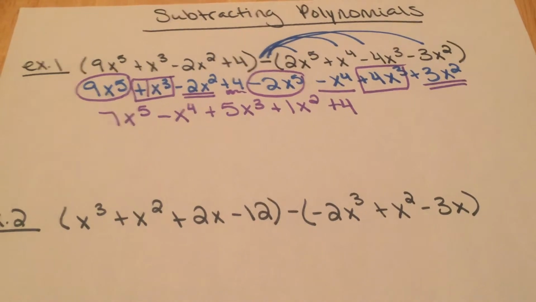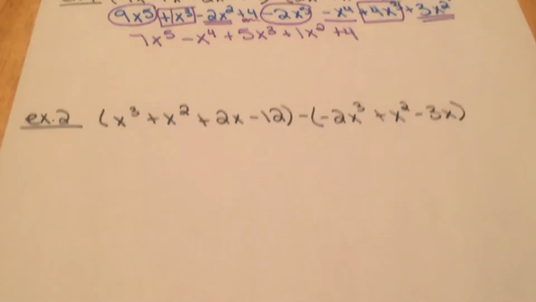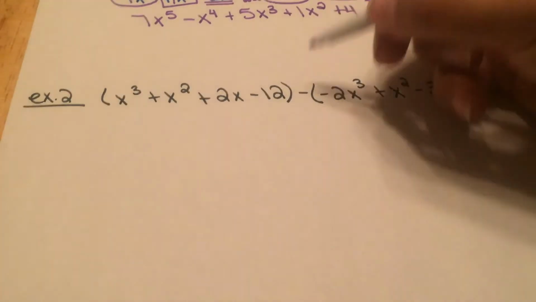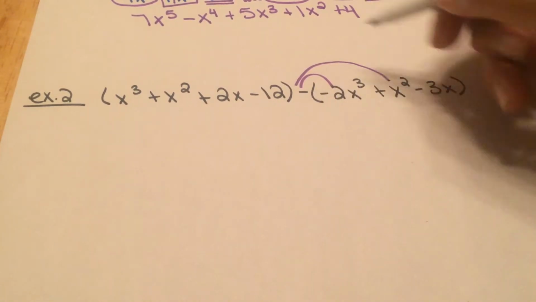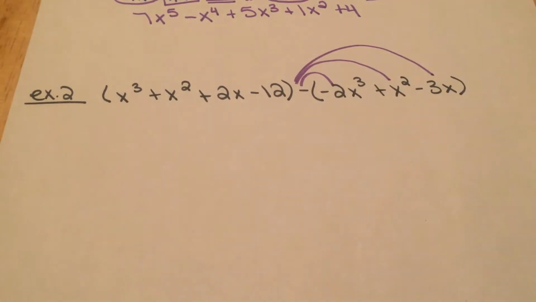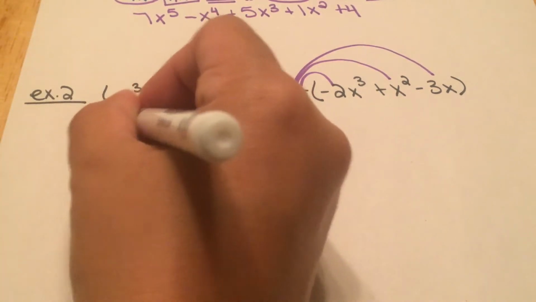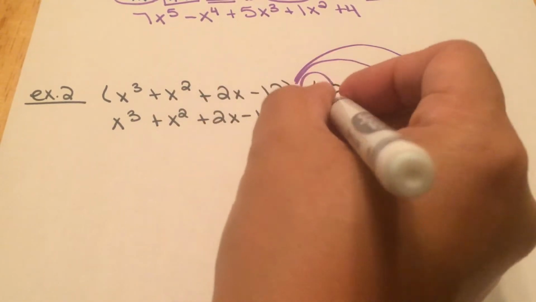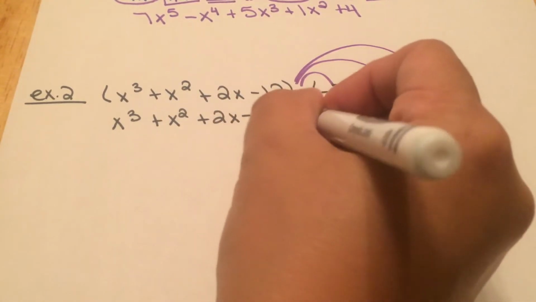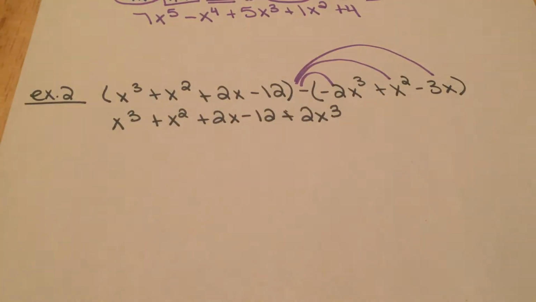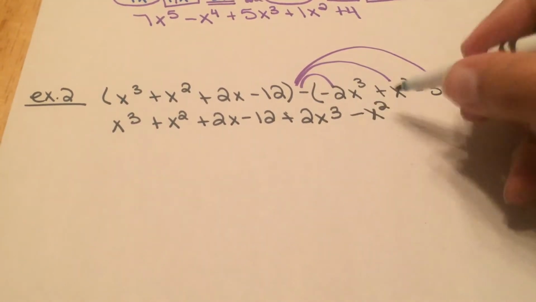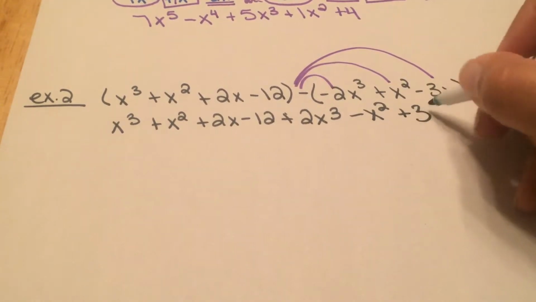So let's look at example 2. On example 2, same thing. First thing we want to do is go ahead and distribute this negative sign to every single term within our polynomial. So when we do that, we're going to end up with x cubed plus x to the 2nd plus 2x minus 12. Our negative in our negative is a positive 2x to the 3rd. Our negative in our positive is a negative x to the 2nd, and our negative times our negative 3x is going to give us a positive 3x.